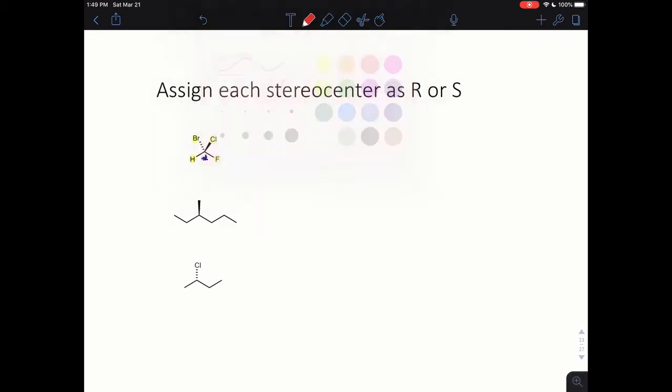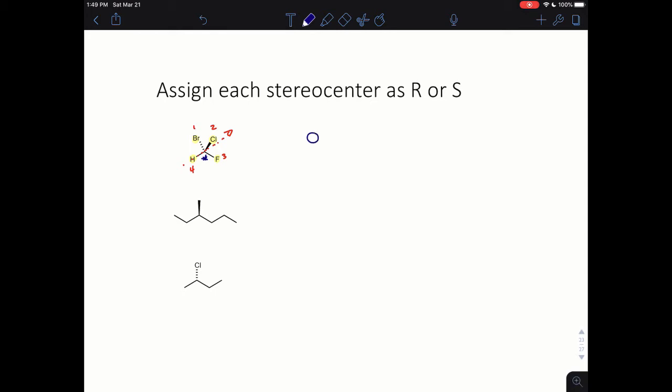The highest priority group is bromine. It has the highest atomic number, then chlorine, then fluorine, and then hydrogen. Step 2 is to look down the lowest priority bond. So I'm going to do something that you're probably going to hate, which is I'm going to draw a Newman projection down the lowest priority bond.